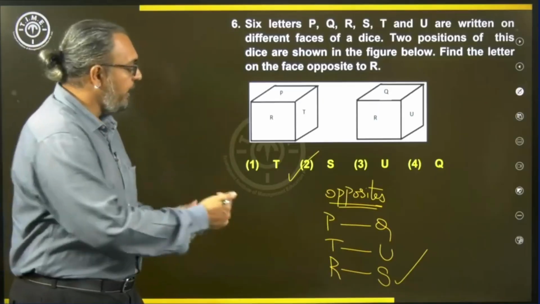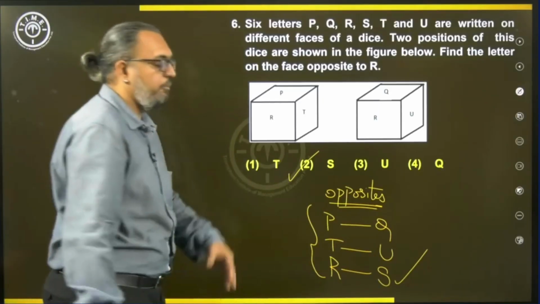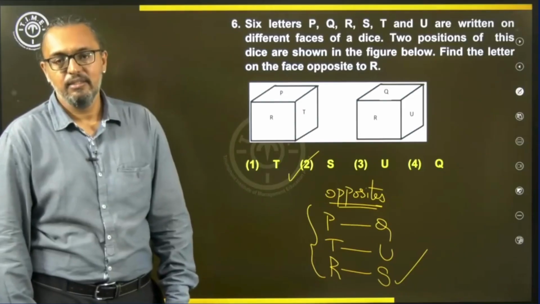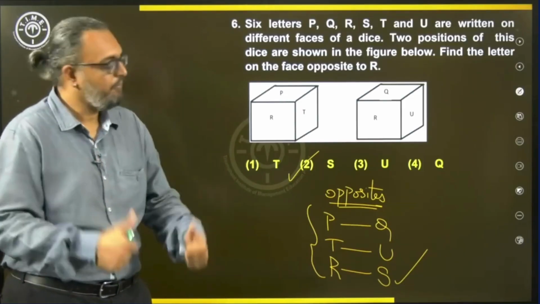Okay. So find all the opposites when you are practicing, then it becomes very easy to understand and answer the dice question. Okay. Right.